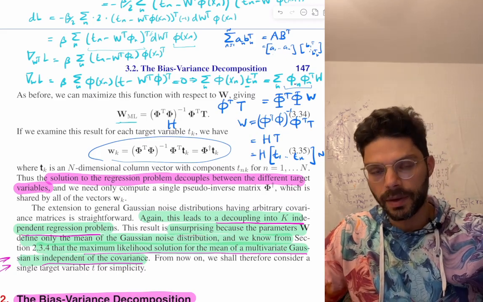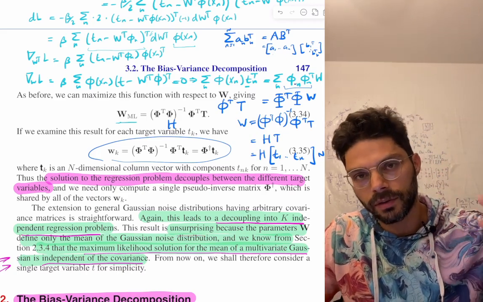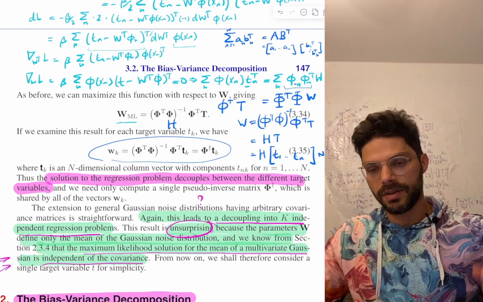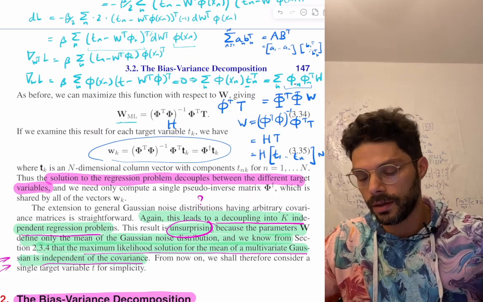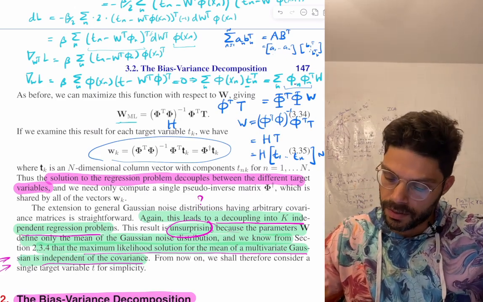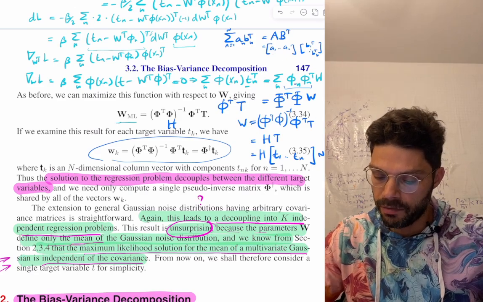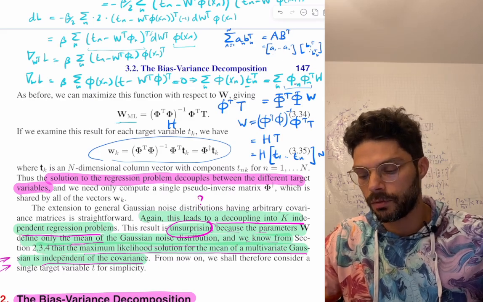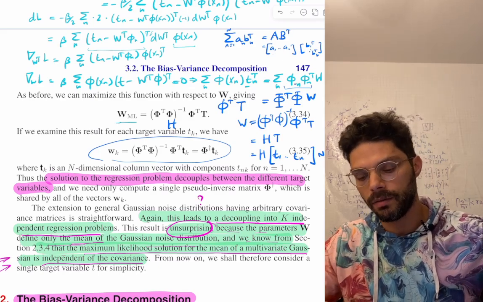Now he says it's unsurprising, but for me it was actually very surprising, when you notice it. I'm glad he pointed it out, because the parameters W define only the mean of the Gaussian noise distribution. And we know that the maximum likelihood solution for the mean of a multivariate Gaussian is independent of the covariance.